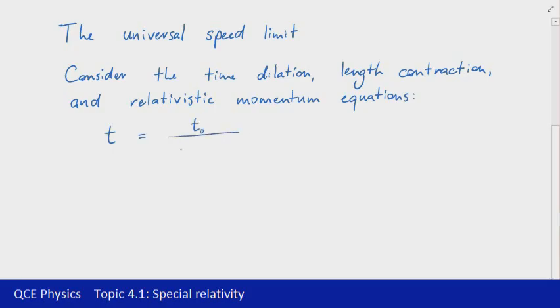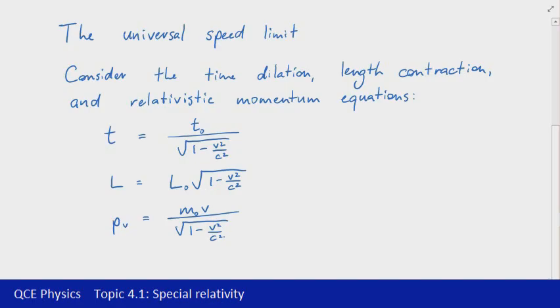t is equal to t naught over the square root of 1 minus v squared on c squared for time dilation. L is equal to L naught multiplied by the square root of 1 minus v squared on c squared. And for relativistic momentum, p is equal to m naught v over the square root of 1 minus v squared on c squared.